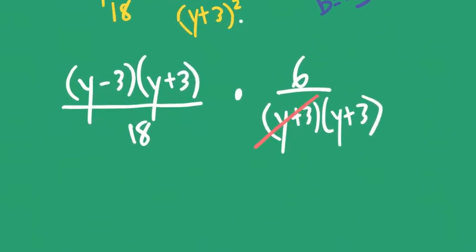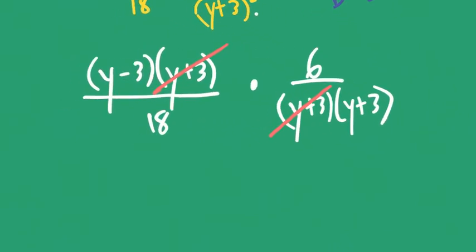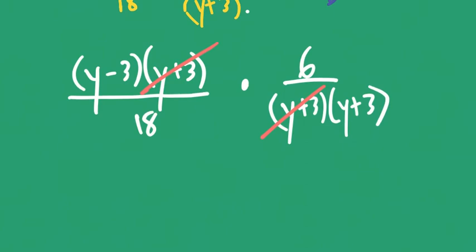If you've got y plus 3 and y plus 3, one on top, one on bottom, we can go ahead and cancel those. Be careful you don't cancel the y's here, because this y minus 3 on the left, that's all one thing. Y minus 3 only cancels with y minus 3. So we can't take these y's and reduce them. We can't take the 3's and reduce them. The 6 and the 18, though, on the other hand, those aren't binomials. Those are monomials, so we can go ahead and reduce those.